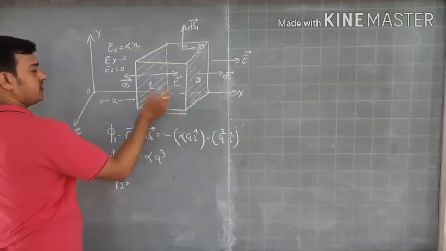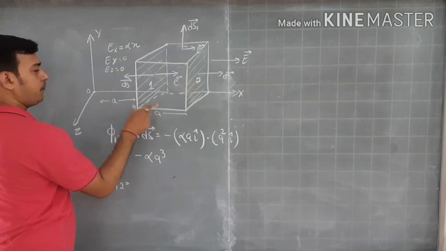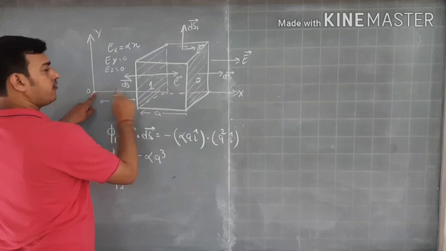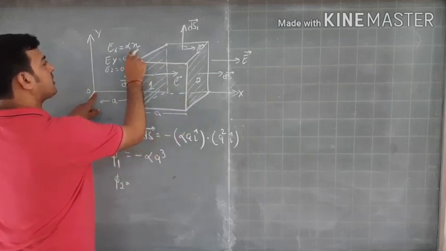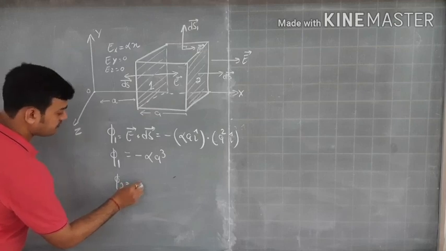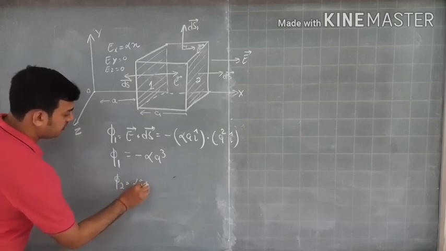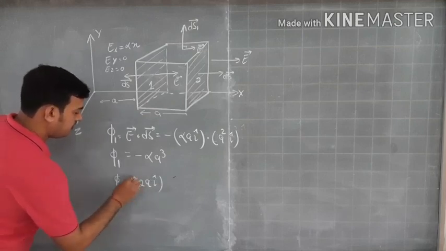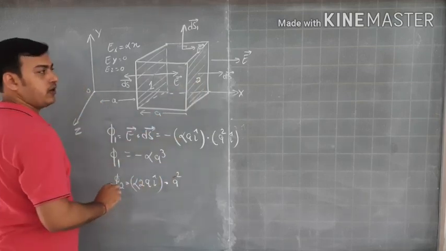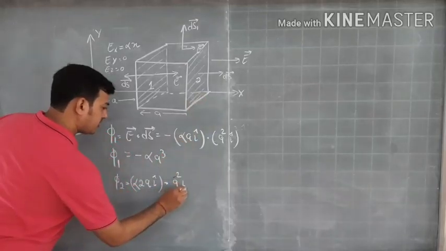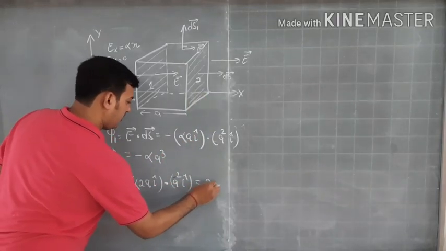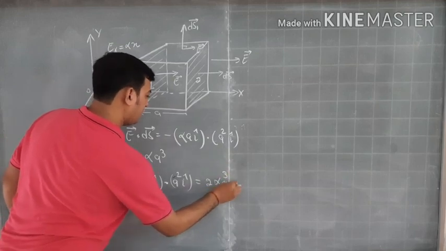For surface 2, we will do the same thing. Now my second surface is at a distance of A plus this distance A, that means at a distance of 2A from this origin. So I will replace x by 2A. So my electric field will be alpha 2A i cap, dot the area vector, A square is the area and it is along the x-axis, so I will write i cap, and that will result in 2 alpha A cube.